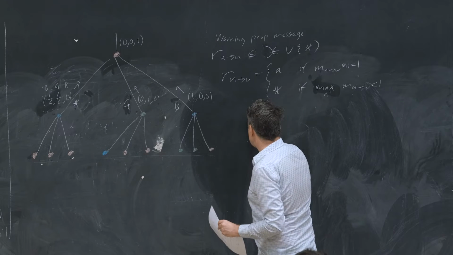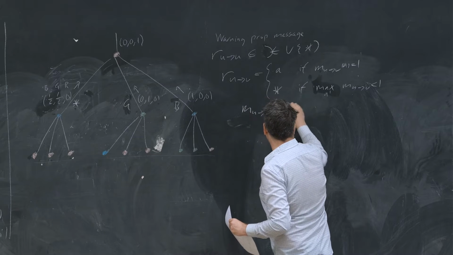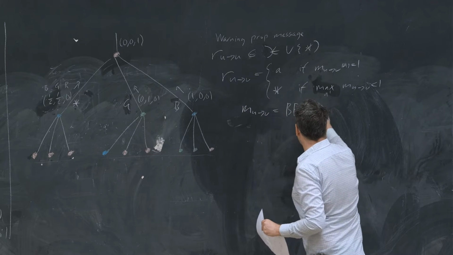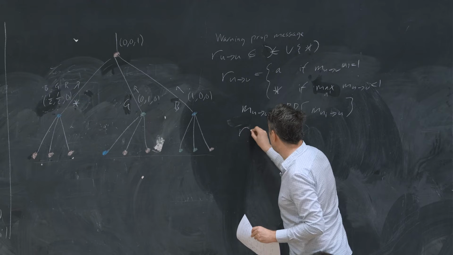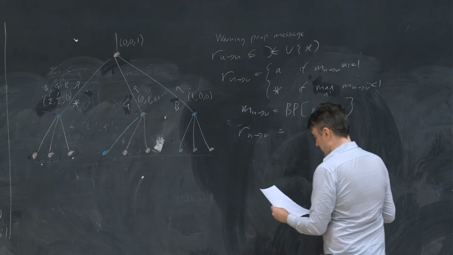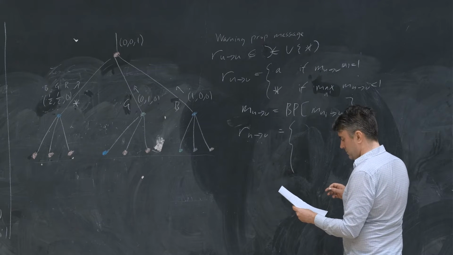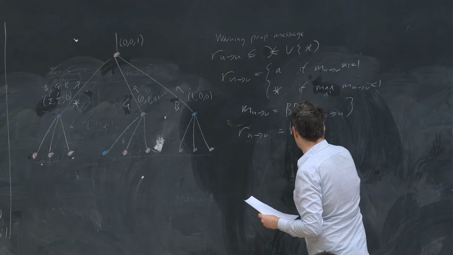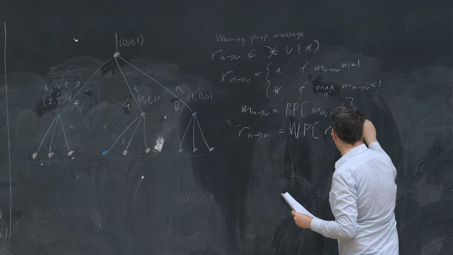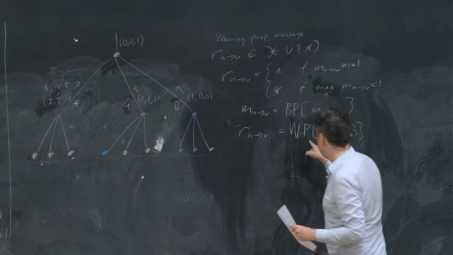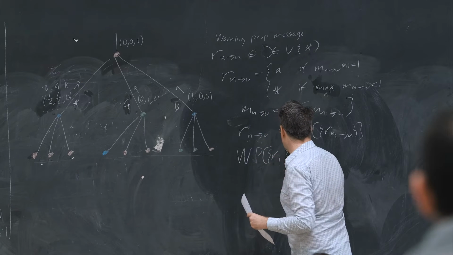So if, say, M from U to V is calculated using the belief propagation equation, then R from U to V will just be, in the case of colorings, a function of the incoming R's, where this WP, or warning propagation, is defined as follows, and it will depend on the model.